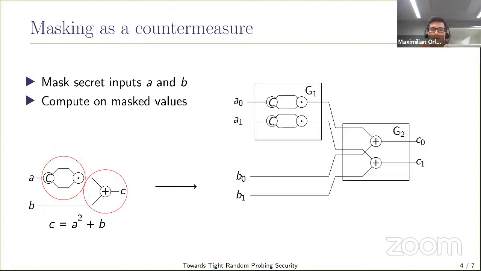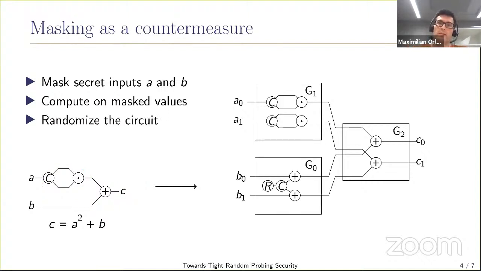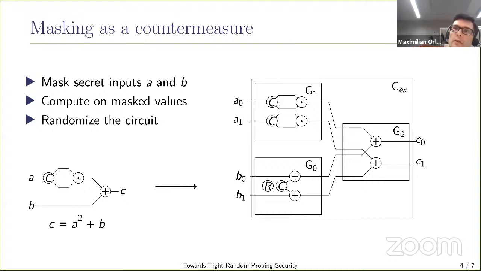Further, we want to transform the circuit in such a way that it only computes on the shares, not on the secrets directly, and finally outputs a secret sharing of our C. We can even improve the security of the circuit by randomizing the internal computations in such a way that the correctness of the circuit still holds. You can think about a multi-party computation. It's quite similar.